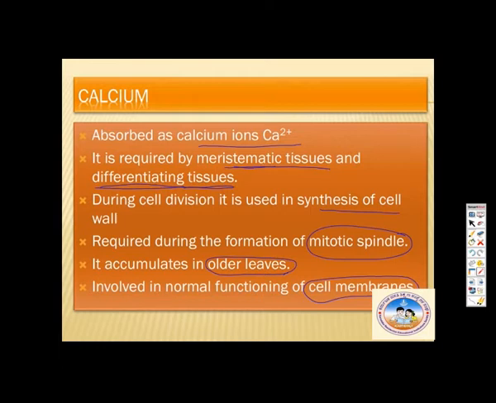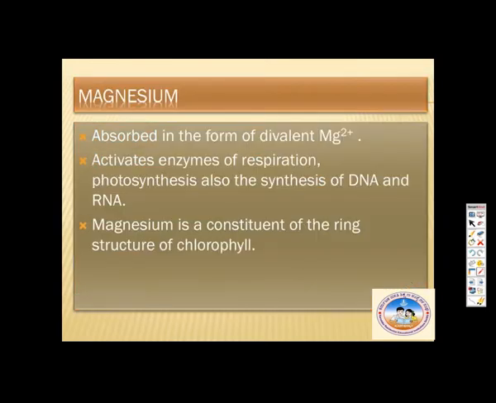Now, moving ahead. The next one is your magnesium. It is usually absorbed as a divalent magnesium ion. It activates the enzymes for respiration, photosynthesis, and the synthesis of DNA and RNA.